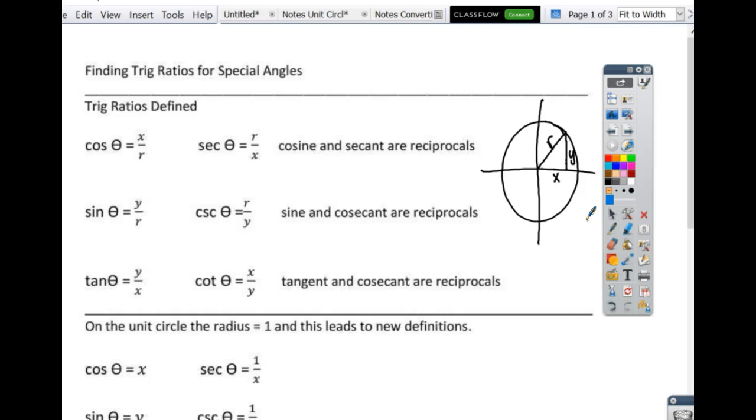So this is probably the part that's new for you. And you probably saw these, but you need to know the reciprocals. So cosine and the secant are reciprocals. So the cosine is x over r. The secant is just flipped. All right? The sine and the cosecant are reciprocals, and they're flipped. And the tangent and the cotangent are reciprocals, and they're flipped. Okay?